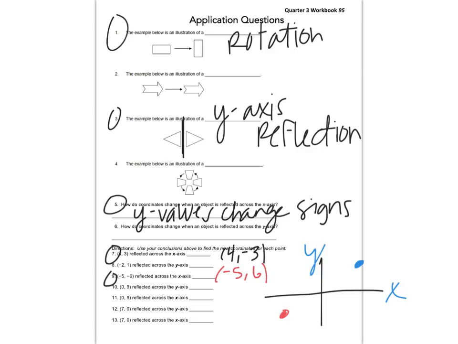Alright, 11, 0, 9. We reflect across the x-axis. That goes from up here down to here. So 0, -9. Number 13, 7, 0. We reflect across x. That's not going to move anywhere because it's going to stay on the x-axis.